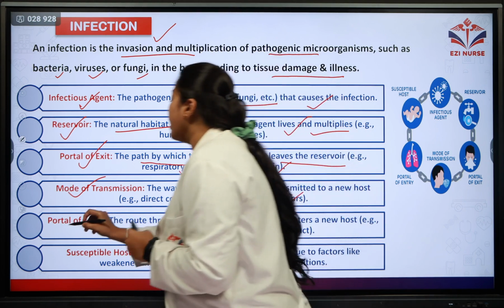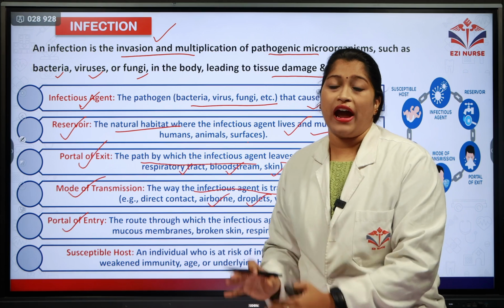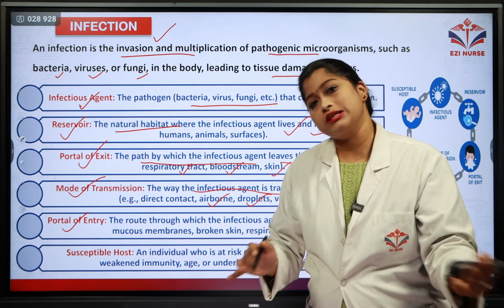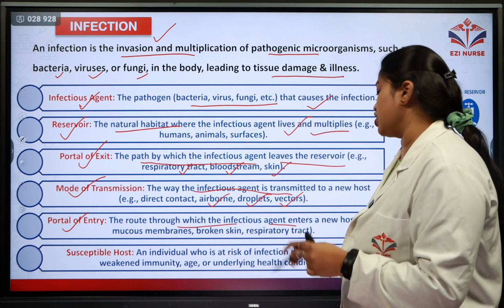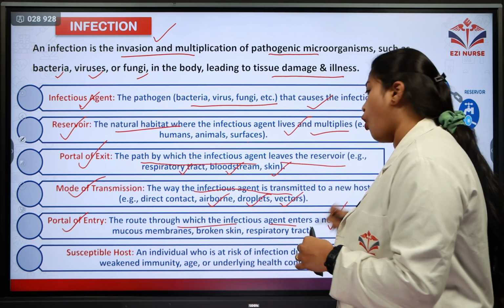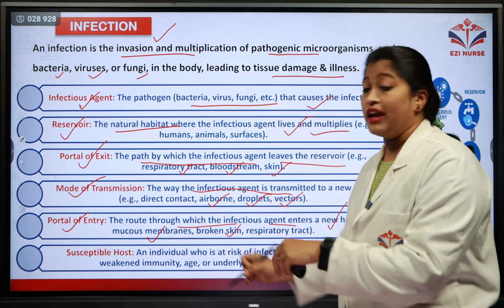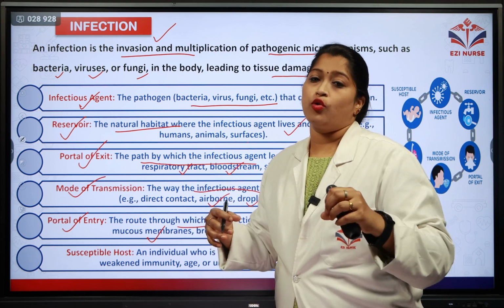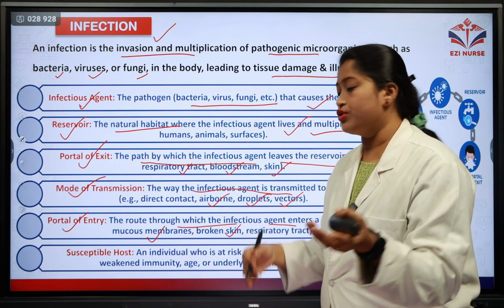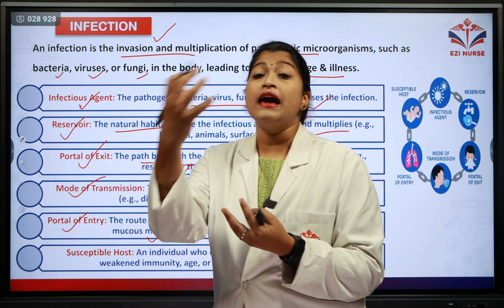Next, you can see the portal of entry. How do these microorganisms enter somebody else's body? It is the route through which the infectious agents enter a new host. For example, through the mucous membrane, through broken skin, if there is any wound or injury, these microorganisms can enter the new host. And also the respiratory tract, through infected air.